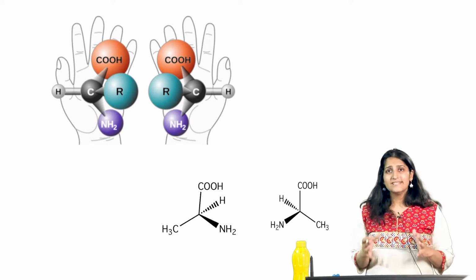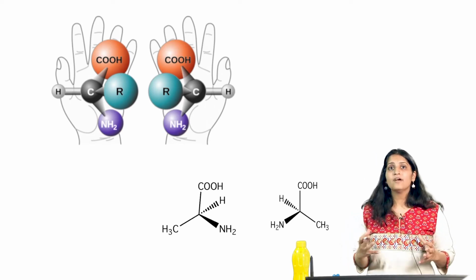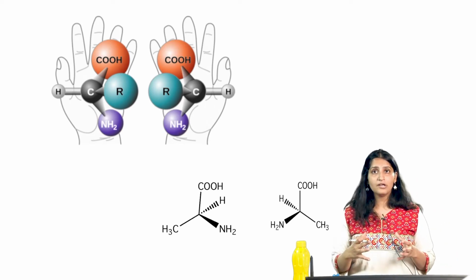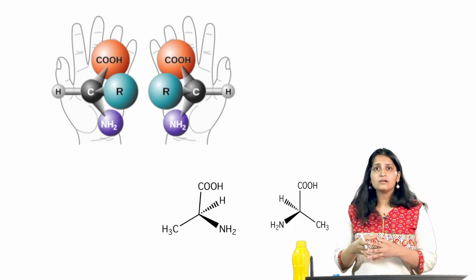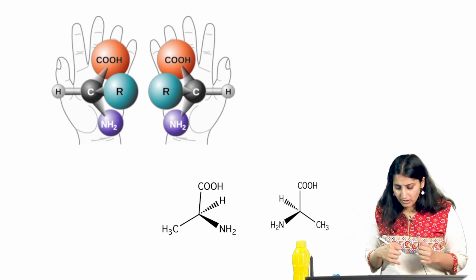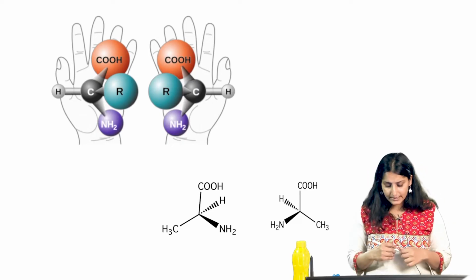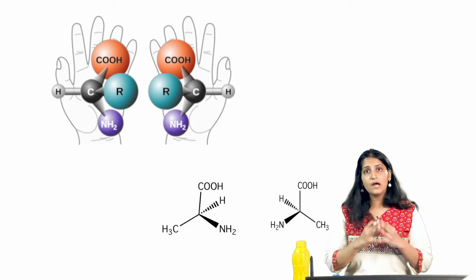This incident caused a global awareness of the properties of molecules called chirality. So, now let us look at what chirality is. Here I have a molecule, alanine, which is in fact one of the amino acids.